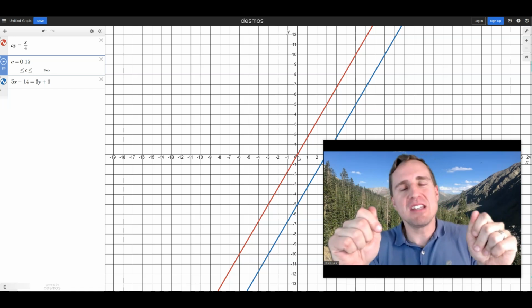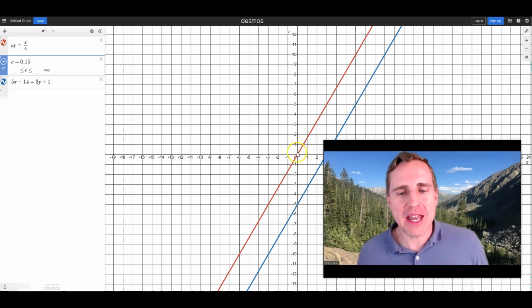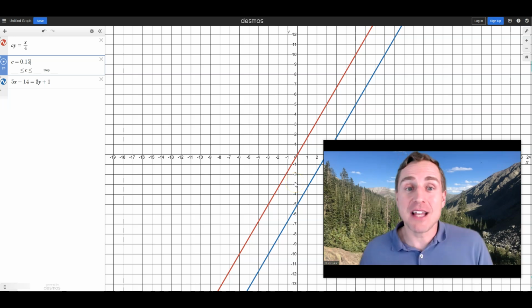So you can do this in Desmos. You have to be careful. Go ahead and figure that out. Hope that makes sense. We'll move on.